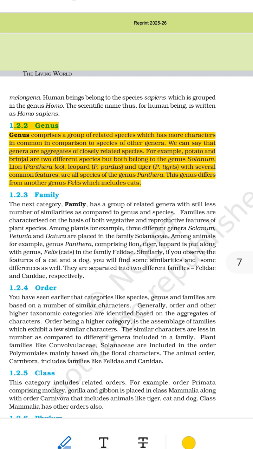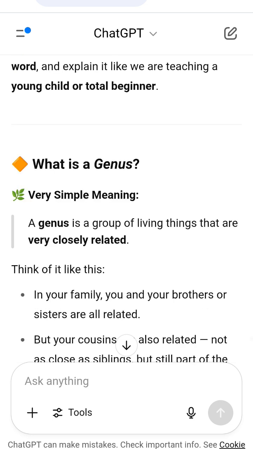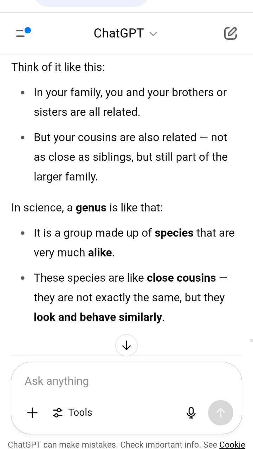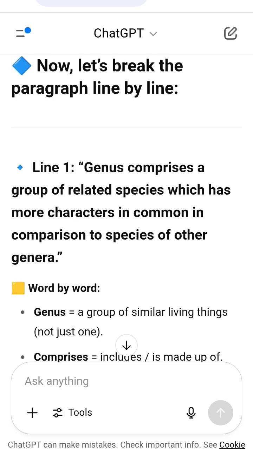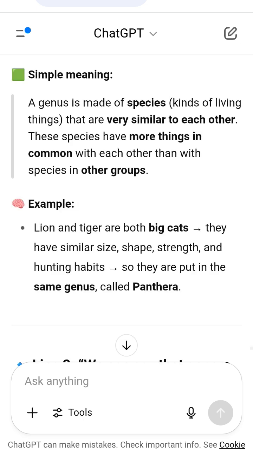Line 4. Lion, Panthera leo, leopard, P. pardus, and tiger, P. tigris, with several common features, are all species of the genus Panthera. Words explained. Panthera leo equals lion's scientific name. Panthera equals genus, leo equals species. P. pardus, short for Panthera pardus, equals leopard. P. tigris, short for Panthera tigris, equals tiger. Common features: same kind of body parts, same hunting style, sharp teeth, roar, etc.